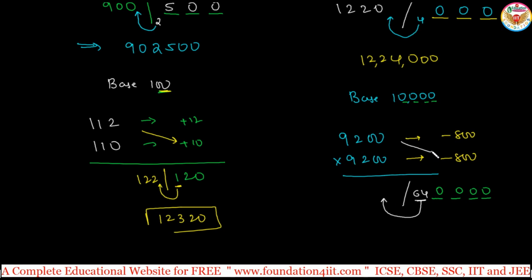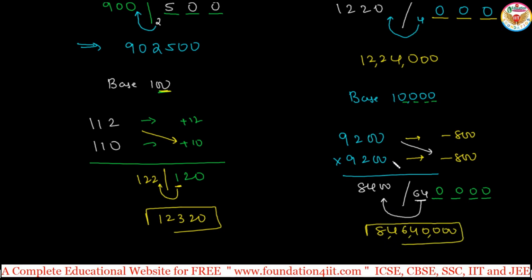That means when you subtract, 9,200 minus 800, so 8,400. Right, 8,400 plus 64, so 8,464. Again, these 4 zeros will attach. Okay, so this is the answer for this.